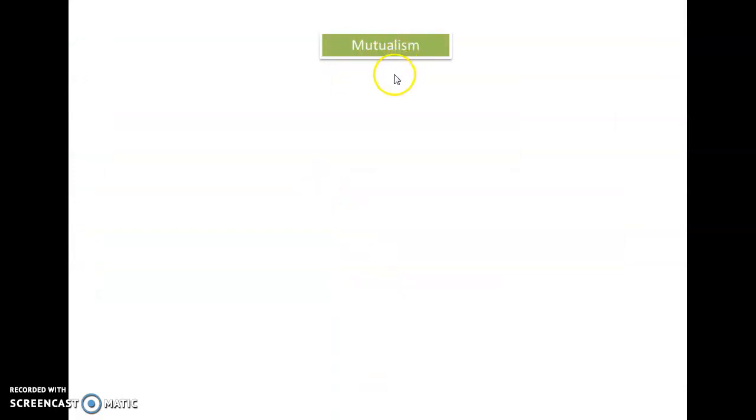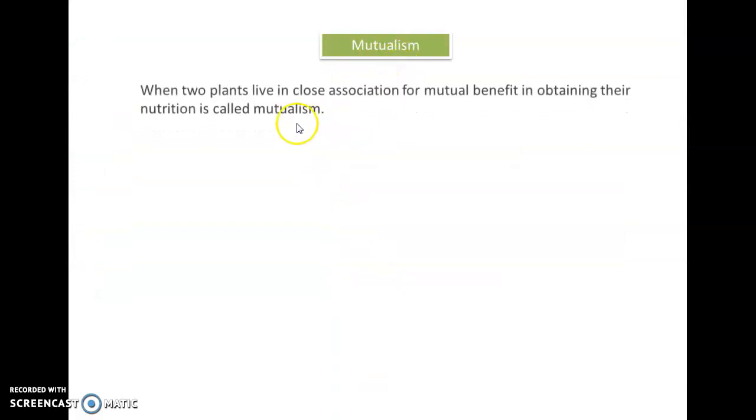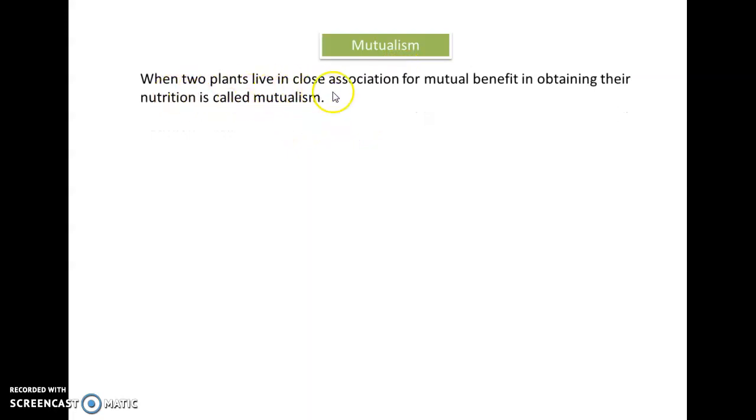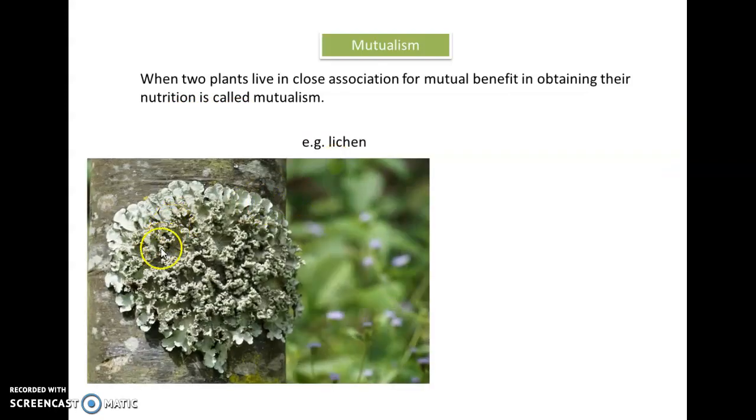Mutualism is another variety of symbiotic nutrition in which two plants live in close association for mutual benefit in obtaining their nutrition. For example, lichen. Here the lichen is a combination of fungus and algae, where the algae contain the photosynthetic pigment chlorophyll and the fungal part contains hyphae.